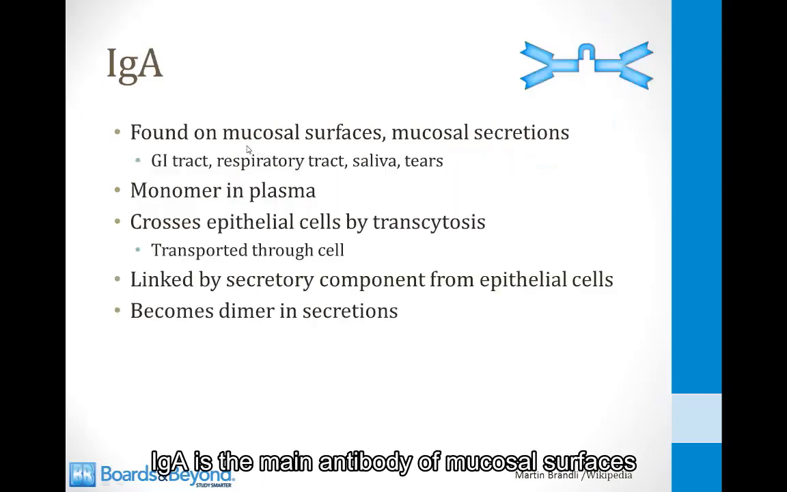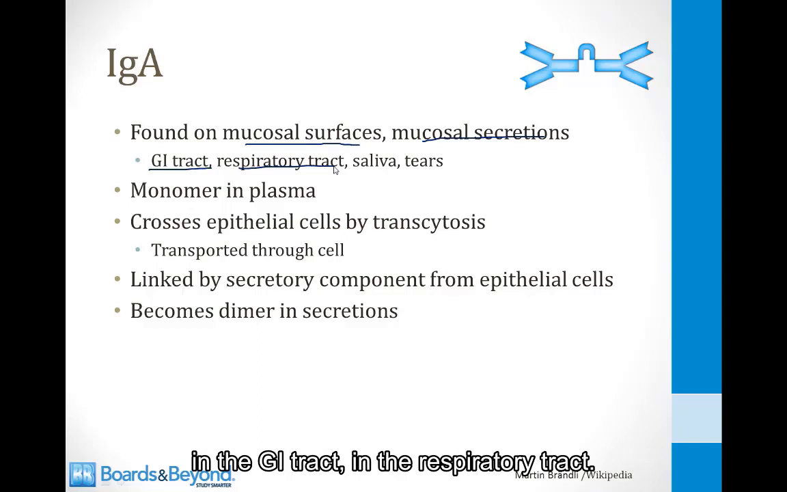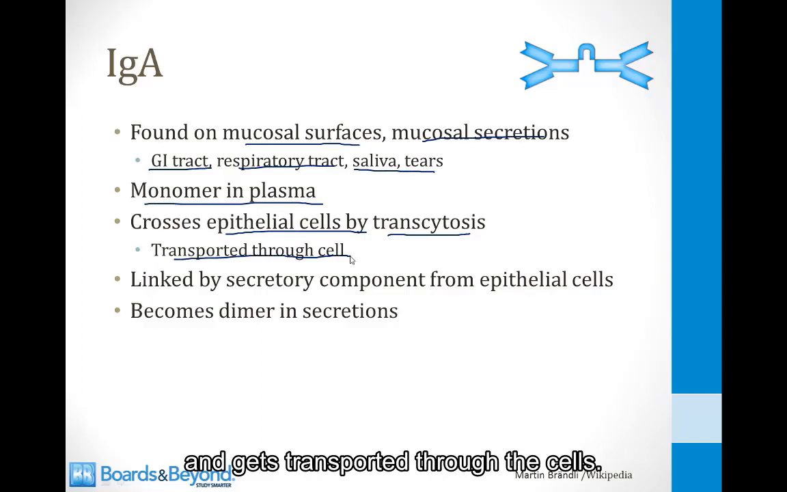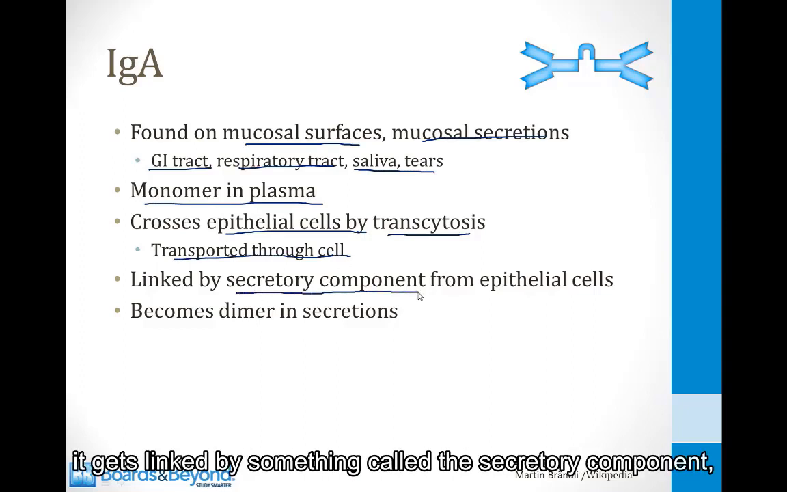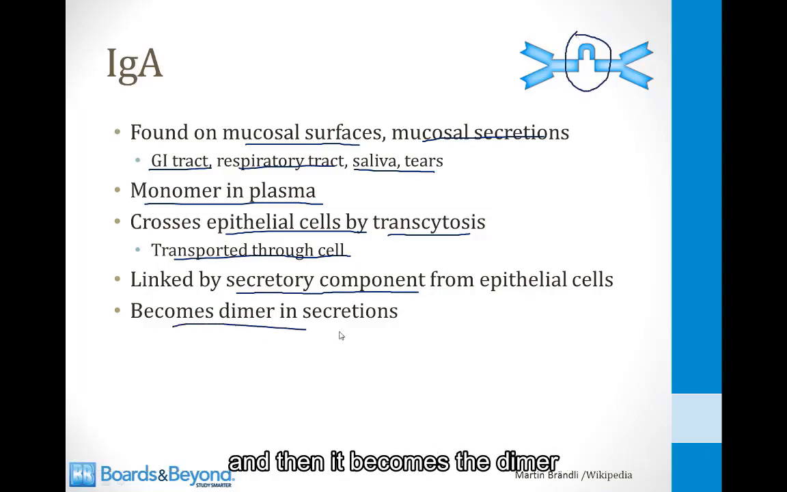IgA is the main antibody of mucosal surfaces and mucosal secretions, so you will find it in the GI tract, in the respiratory tract. You can also find it in saliva and tears. It's a monomer in the plasma, but then it crosses epithelial cells by a process called transcytosis and gets transported through the cells. And as it goes through those cells, it gets linked by something called the secretory component, which is represented by this little link here, and then it becomes the dimer that you find in the secretions.